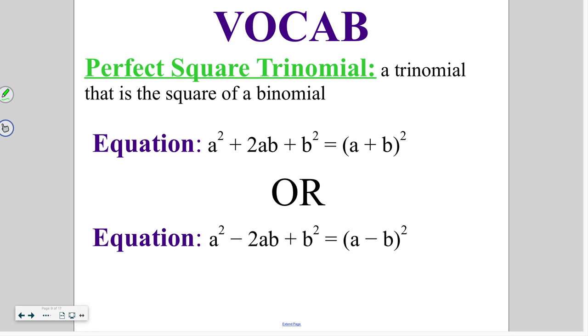Second thing we have to cover is the perfect square trinomial, which is a trinomial that is a square of a binomial. So it's either going to be a squared plus 2ab plus b squared, or a squared minus 2ab plus b squared, and that is going to come from either a plus b squared or a minus b squared.